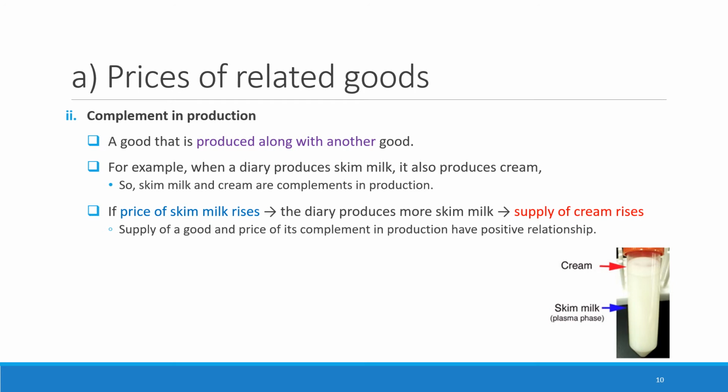A complement in production is a good that is produced along with another. For example, when a company produces skim milk, it also produces cream. Therefore, skim milk and cream are complements in production. If the price of skim milk increases, the company will produce more skim milk. As quantity supplied of skim milk increases, supply of cream will increase. In short, supply of a good and price of its complement in production have a positive relationship.